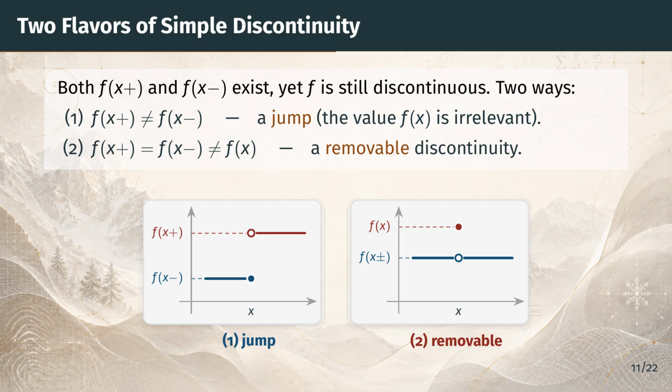For a jump, the actual value f of x does not matter at all. The mismatch of the two sides already forces the discontinuity.